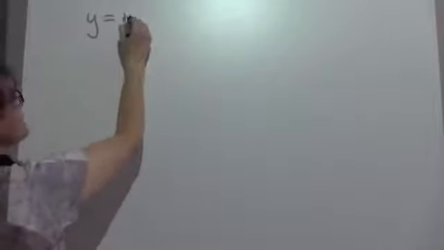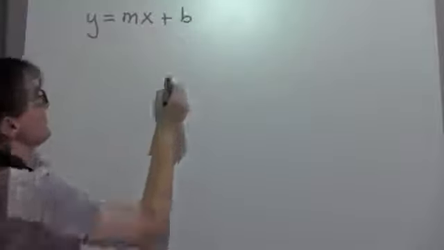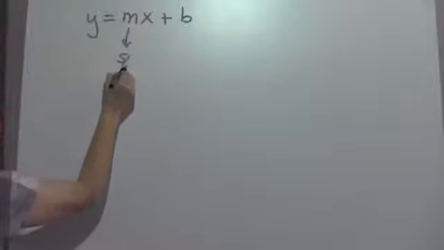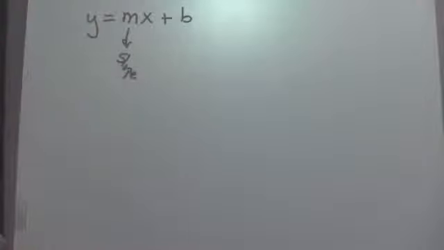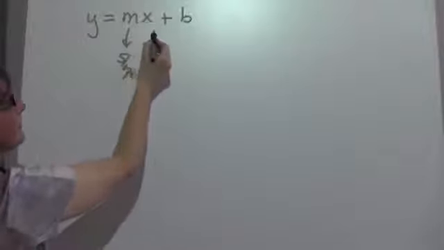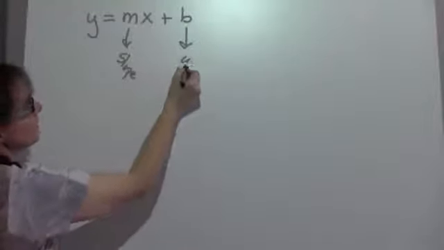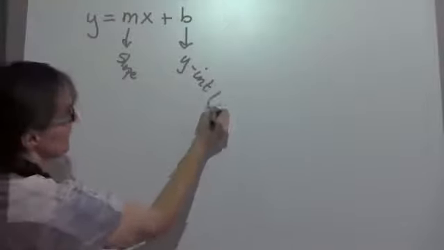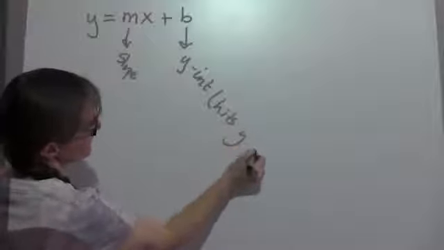Okay, today what we're going to be talking about is slope-intercept form. Slope-intercept form is simply when we have an equation in y equals form. That's y equals mx plus b. M is your slope. It will always be attached to x. And b is your y-intercept. That's where it hits the y-axis.